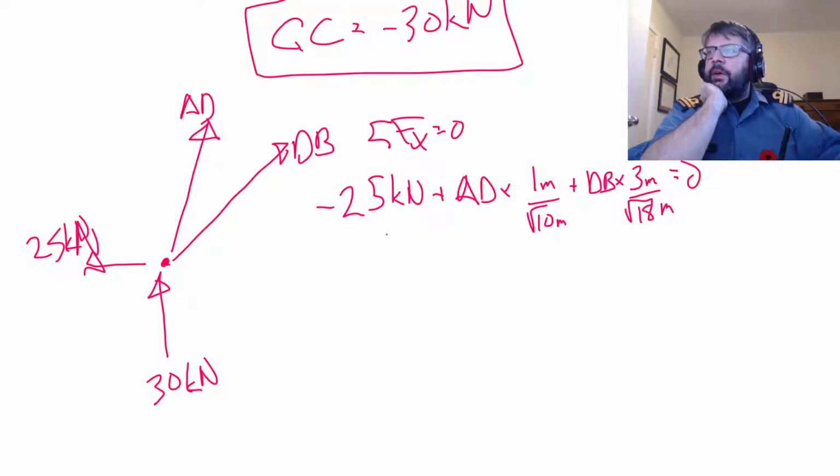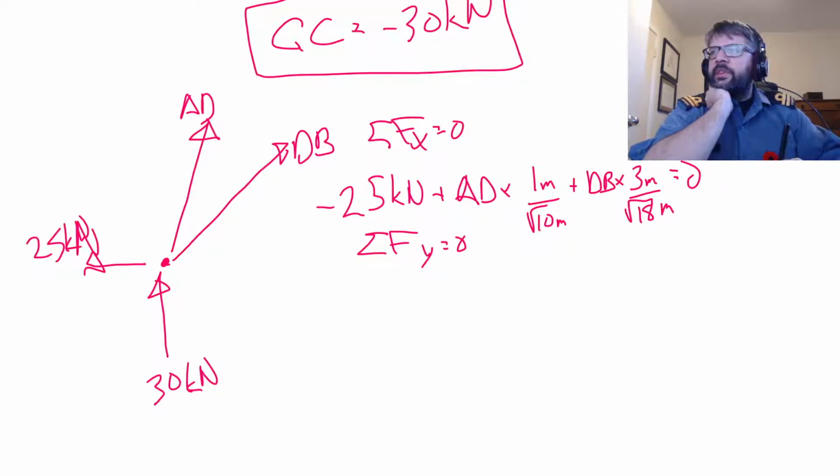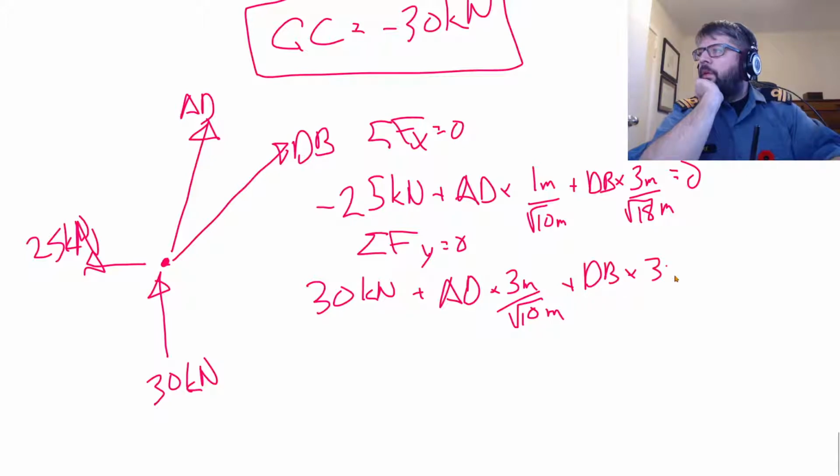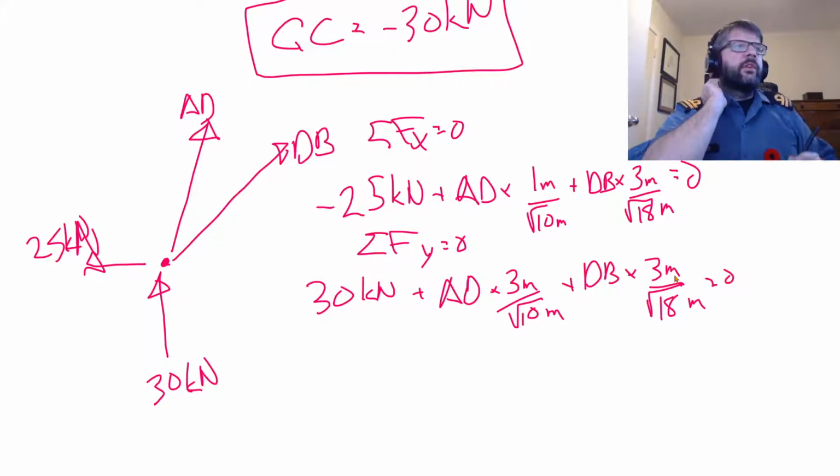I'm going to have a look at the sum of the forces in the y direction. That's equal to 0. So that'll be 30 kilonewtons plus AD times its unit vector in the y direction, so 3 meters divided by root 10 meters, plus DB times its unit vector in the y direction, 3 meters divided by root 18 meters, is equal to 0.